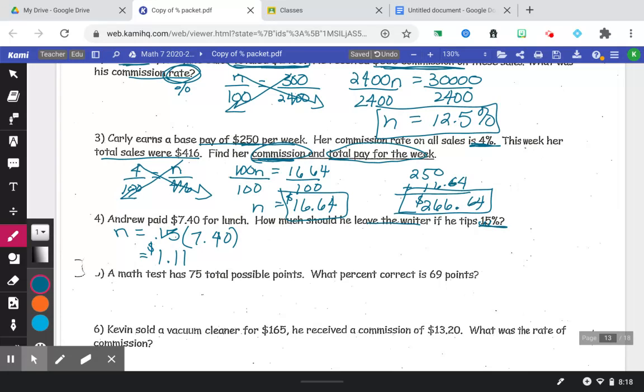It says, how much should he leave the waiter? Okay, so he is going to leave the money for the food, the $7.40 for the food, plus he's going to tip the waiter $1.11. So the total amount of money that he should leave is $8.51.